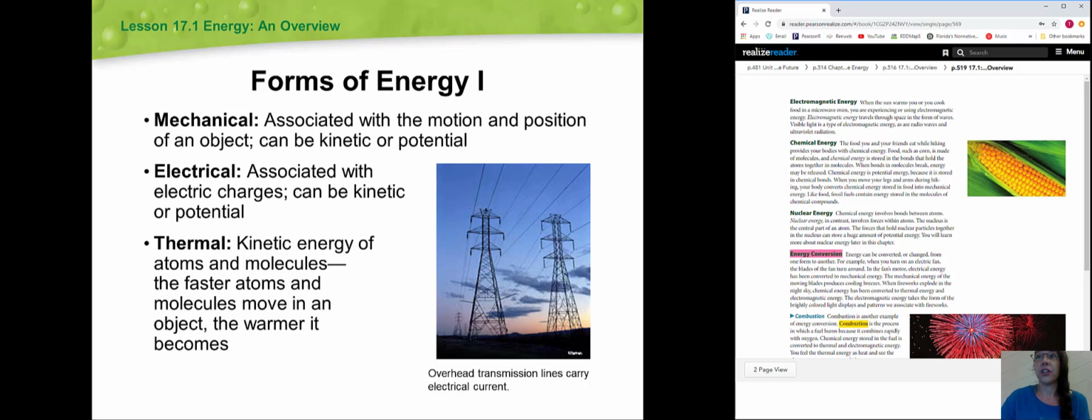Chemical energy. The food you and your friends eat while hiking provides your body with chemical energy. Food such as corn is made of molecules, and chemical energy is stored in the bonds that hold the atoms together in molecules. When bonds in the molecules break, energy may be released. Chemical energy is potential energy because it is stored in chemical bonds. When you move your legs and arms during hiking, your body converts chemical energy stored in food into mechanical energy. Like food, fossil fuels contain energy stored in the molecules of chemical compounds.